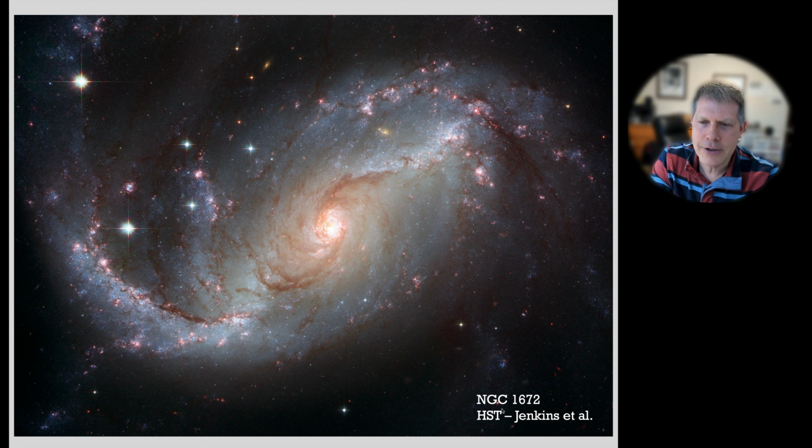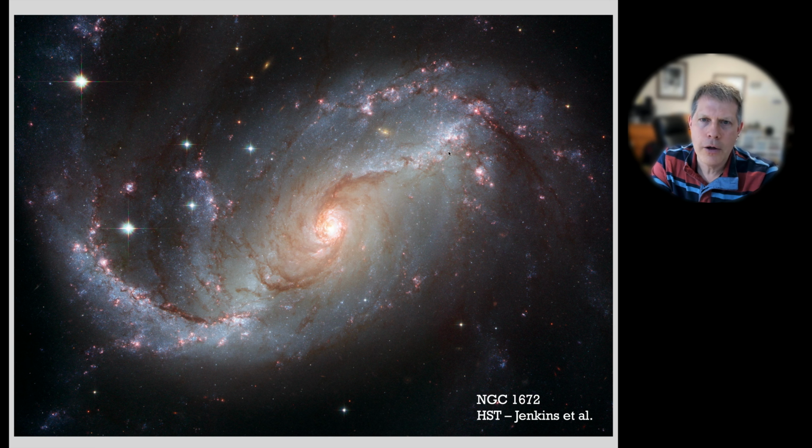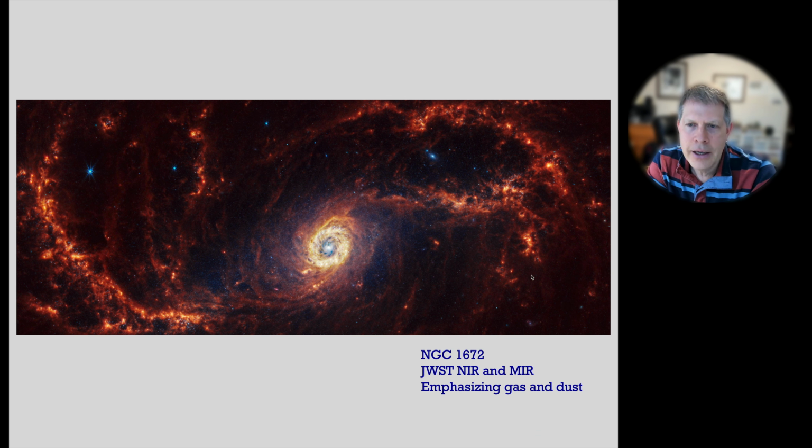Here is a nice image, in this case from the Hubble Space Telescope, of a beautiful active galaxy, NGC 1672. It's a very spectacular galaxy in the southern sky. And if you look at this galaxy in the near-infrared, as can now be done with the James Webb Space Telescope, you see an image that looks like this. So this is, again, JWST near-infrared and mid-infrared imaging that emphasizes effectively the gas and the dust. And indeed, you can see along the spiral arms and the bar of this galaxy, gas seems to be working its way in toward the nuclear region and is piling up to form a circumnuclear ring, which you can see right there. Okay, that's what people are referring to when they talk about these circumnuclear rings.